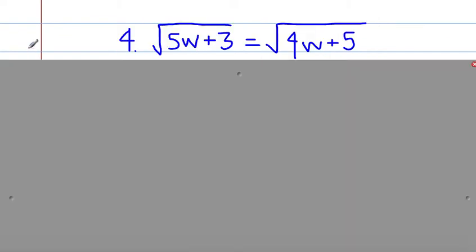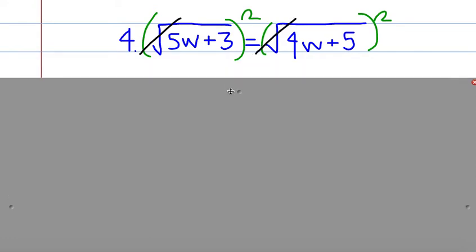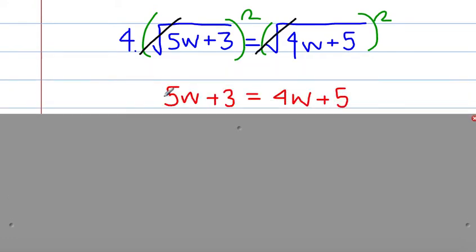Our next example, number 4. Once again, we have radical expressions on both sides of the equal sign, so you guessed it, we're going to square both sides so that we can undo the radical. So the radical disappears and we're left with 5w plus 3 on the left and 4w plus 5 on the right.